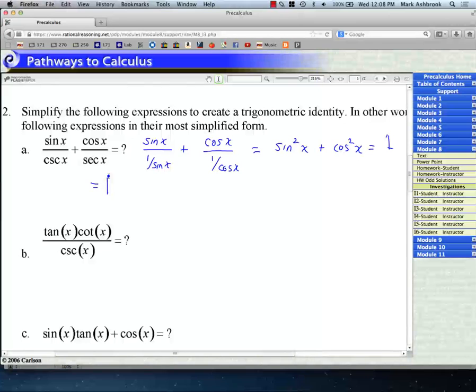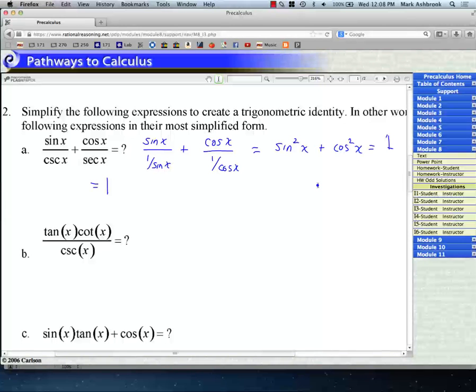As long as it's defined, right? So for all angles for which this expression is defined, that expression will equal 1. That's what an identity is. It's not just true for some values of x, but for all values of x. That's the idea of simplifying an expression.